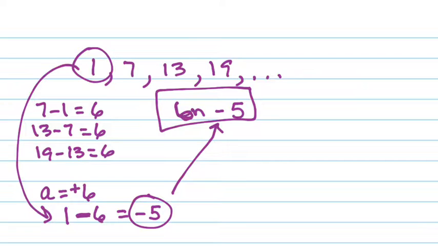Let me rewrite that 6. It's really ugly, huh? There you go. So 6n minus 5.